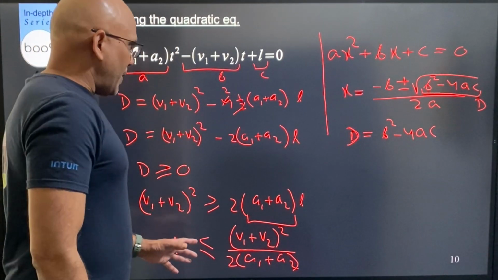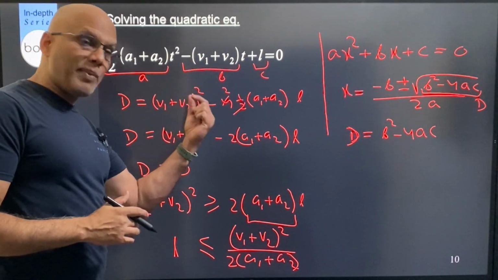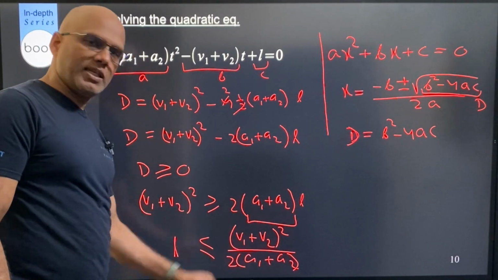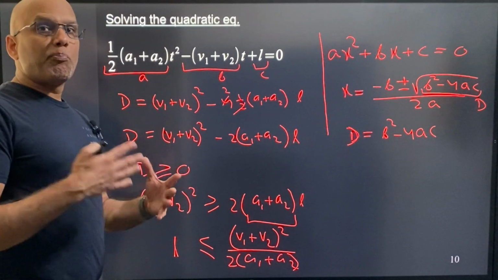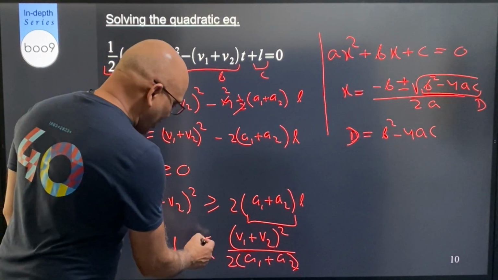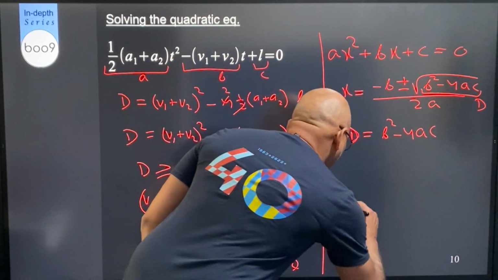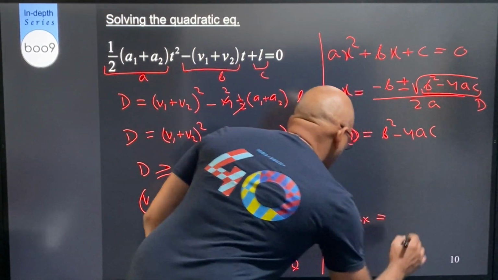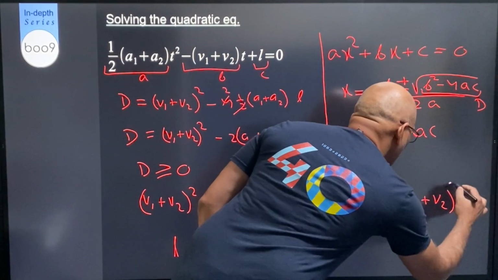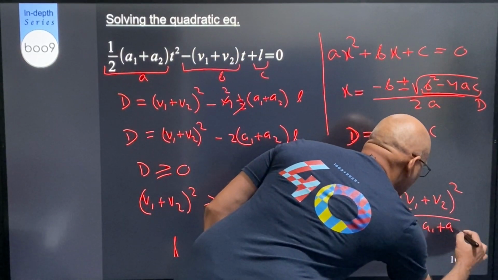So what does this tell me? For the two particles to at least meet, L has to satisfy this condition. L has to be less than or equal to this, and we are looking for the maximum value of L. If L has to be less than or equal to this, the maximum value is going to be the equal to sign. So this tells me L max is going to be (v1 plus v2) square over 2 times (a1 plus a2).